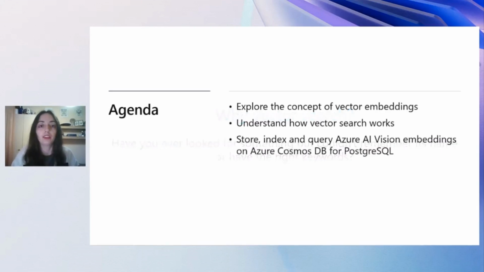So in this session, you will understand what vector embeddings are, and you will explore how a vector search system works. You will also build a similarity search application using Azure CosmosDB for PostgreSQL and the Azure AI Vision multi-modal embeddings APIs.